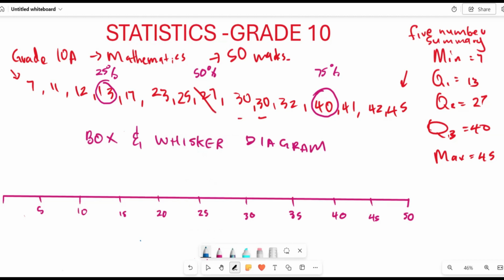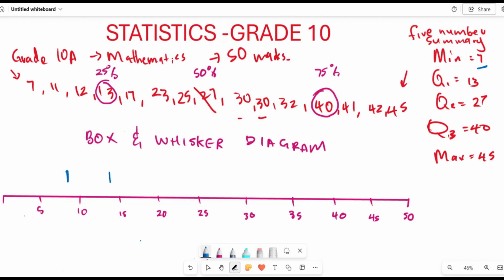It's absolutely easy. You are going to start by saying, what is the minimum value? The minimum value is 7, and from our scale, we can note that our 7 is probably found somewhere here. And our Q1, what is going to be the value of our Q1? The Q1 we are saying is 13, and 13 is almost somewhere here next to the 15. So the value of our Q1 is going to be somewhere here.